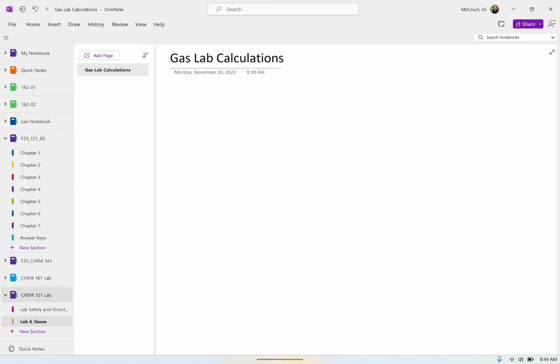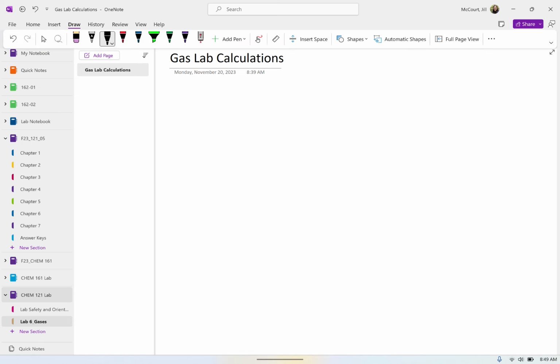Here's a walkthrough of the post-lab calculations for the gases lab. First, we have to figure out the mass of the reagent that we used, and we have to look at our balanced reaction.